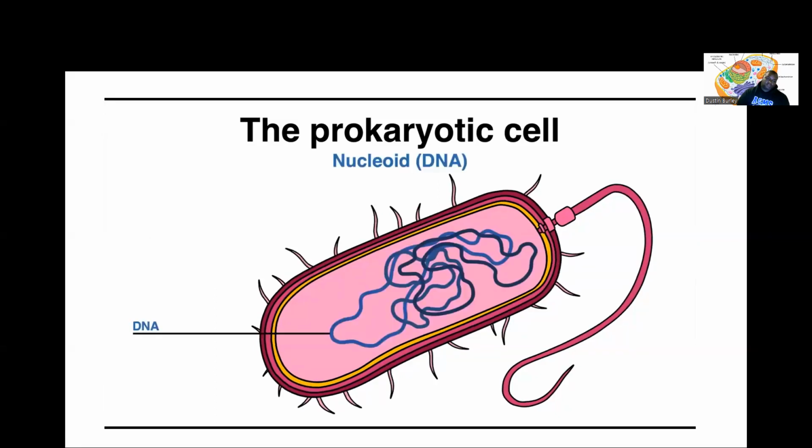Prokaryotic cells have a circular piece of DNA called the nucleoid. The nucleoid contains all the genetic information of the cell and is not surrounded by a nuclear membrane like in eukaryotic cells. In addition to the nucleoid, prokaryotic cells may also contain plasmids, small circular pieces of DNA that can be transferred between cells.